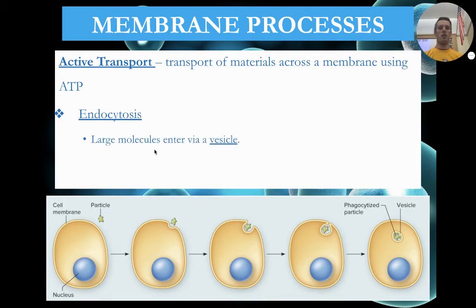So endocytosis includes all the other ones that we saw. So the molecules are going to get engulfed by the membrane, and it's going to pinch off and be brought into the cell as a vesicle. Remember, the vesicles are surrounded by membrane, and the membrane comes from the plasma membrane in endocytosis.